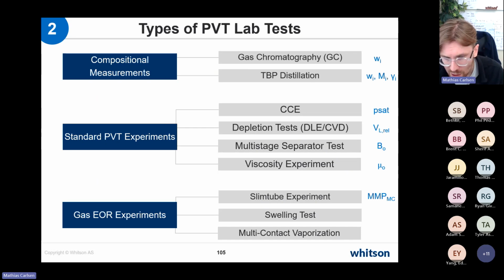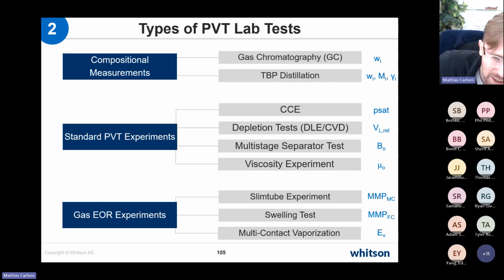If you are in the world of gas EOR, the slim tube experiment gives you the multi-contact MMP. The swelling test gives you the first-contact MMP. And the multi-contact vaporization experiment gives you the vaporization efficiency. And that's basically almost all the PVT experiments that at least I interface with on a day-to-day basis, and I'm sure you all as well.